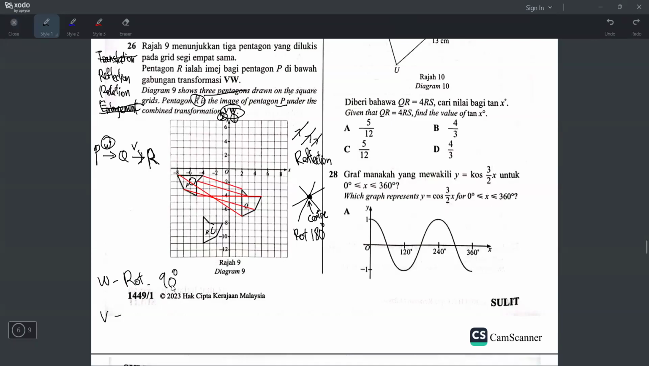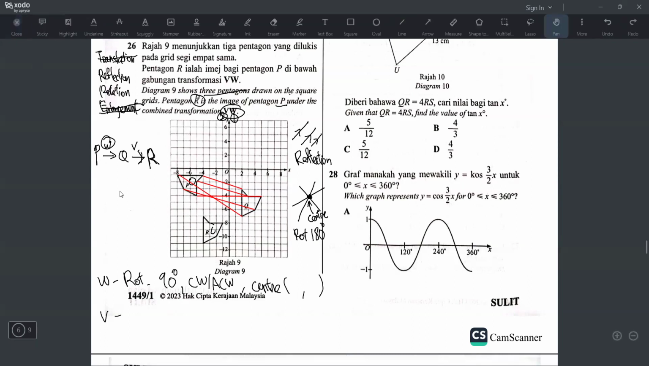But when you write rotation, you have to write down three things. You have to write down how many degrees, and you also have to write clockwise or anti-clockwise. And also you have to write the center of rotation, and you have to write the coordinate here. So what I will do now is find the center of rotation. How do you find the center of rotation? We will use a compass and we will draw perpendicular bisectors. We will choose any two lines here. Out of all the red lines, you choose any two lines and then draw perpendicular bisectors.